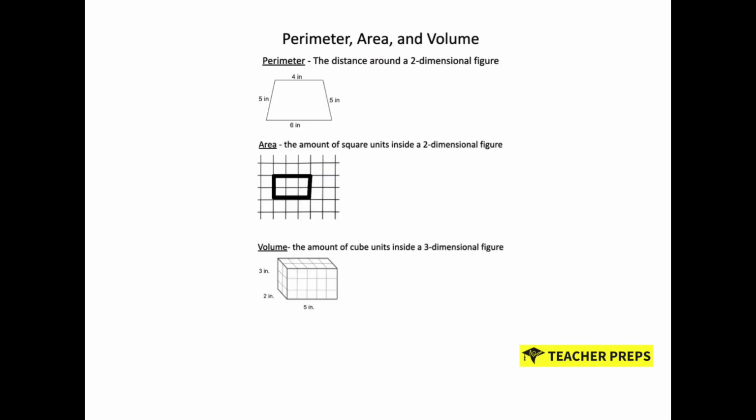Next, we're going to be talking about the appropriate units used when finding perimeter, area, and volume. All use length measurements, such as inches, yards, and meters. Perimeter is the distance around the two-dimensional figure. You can find perimeter by adding all the sides. When you add all the sides on this figure, you get 20 inches. Notice that the unit is just inches.